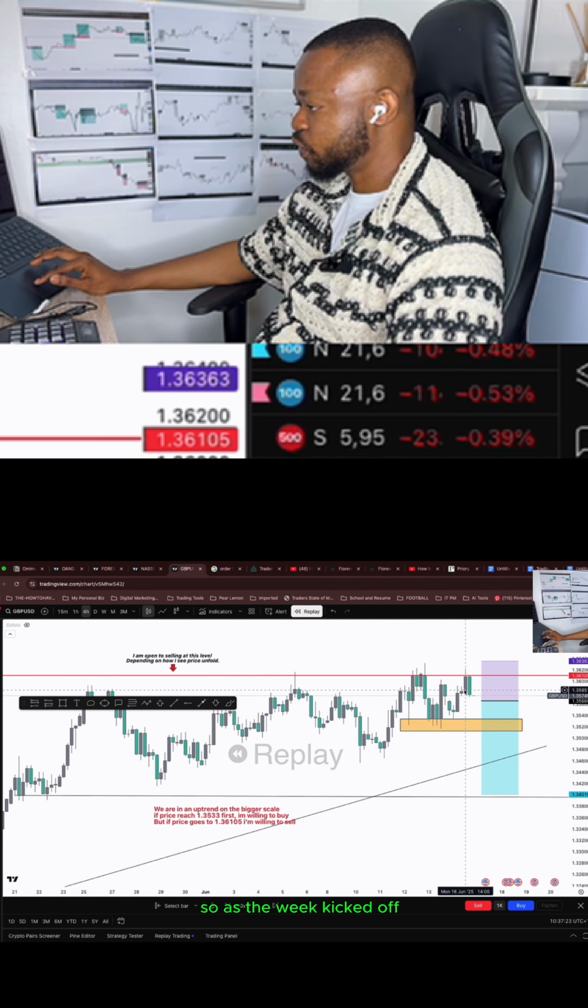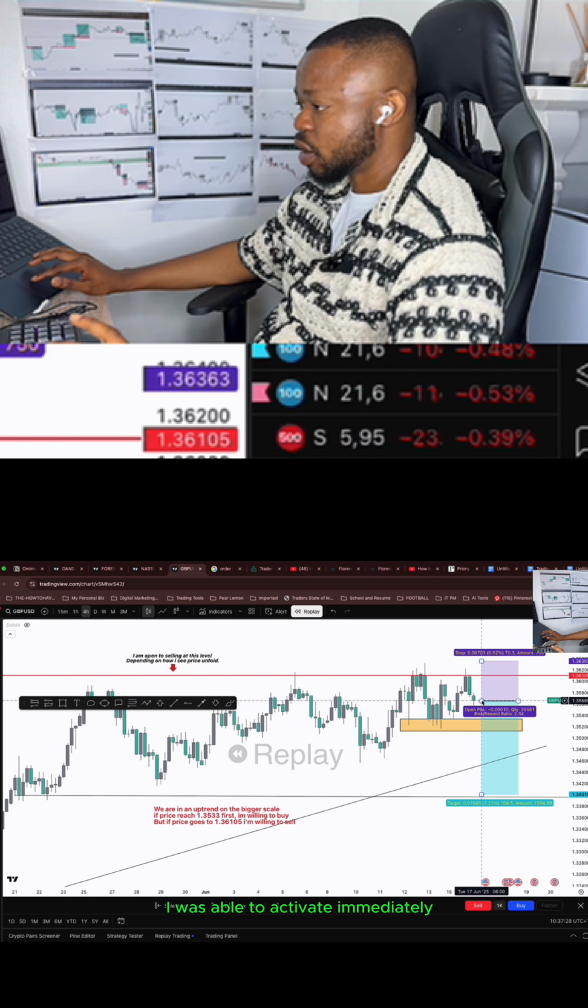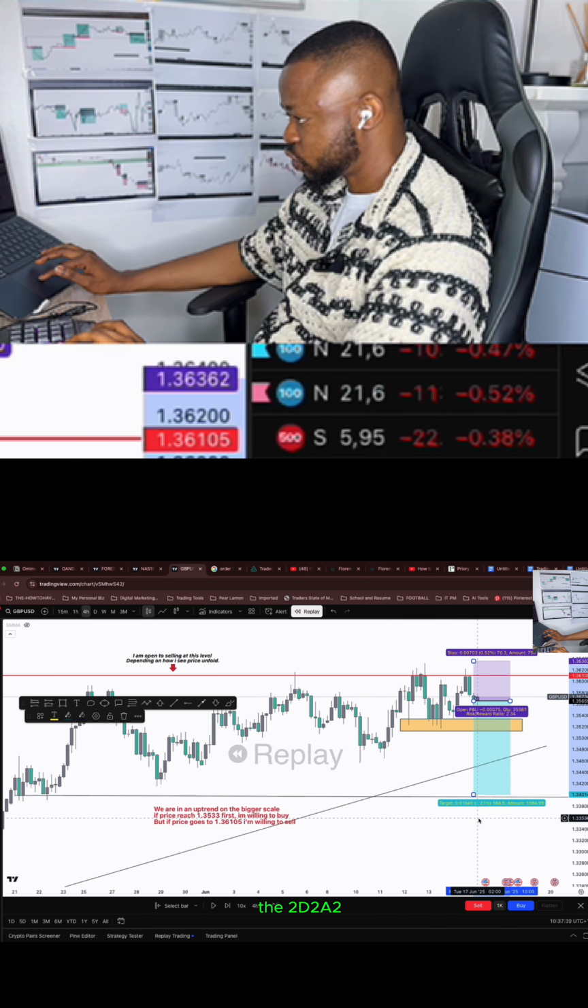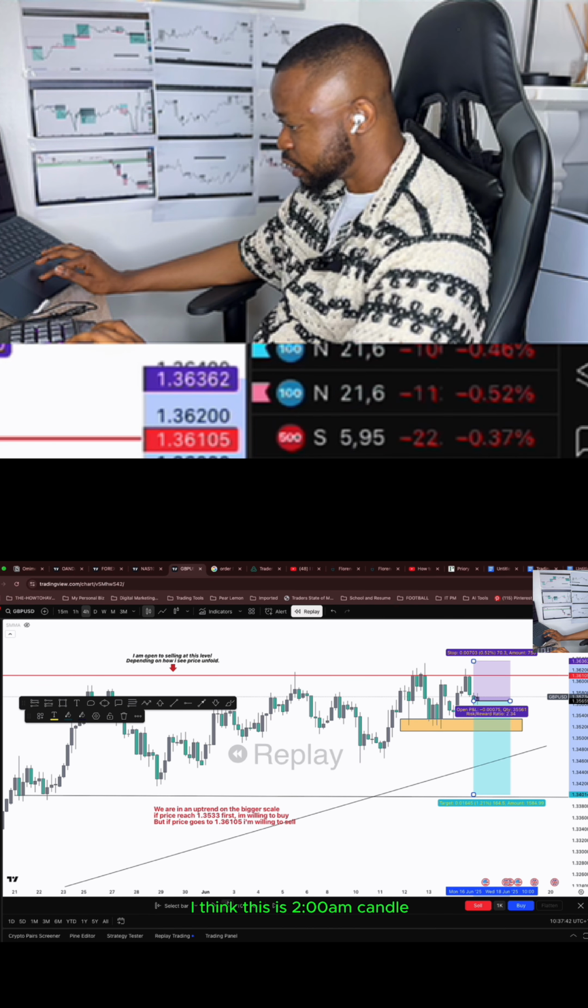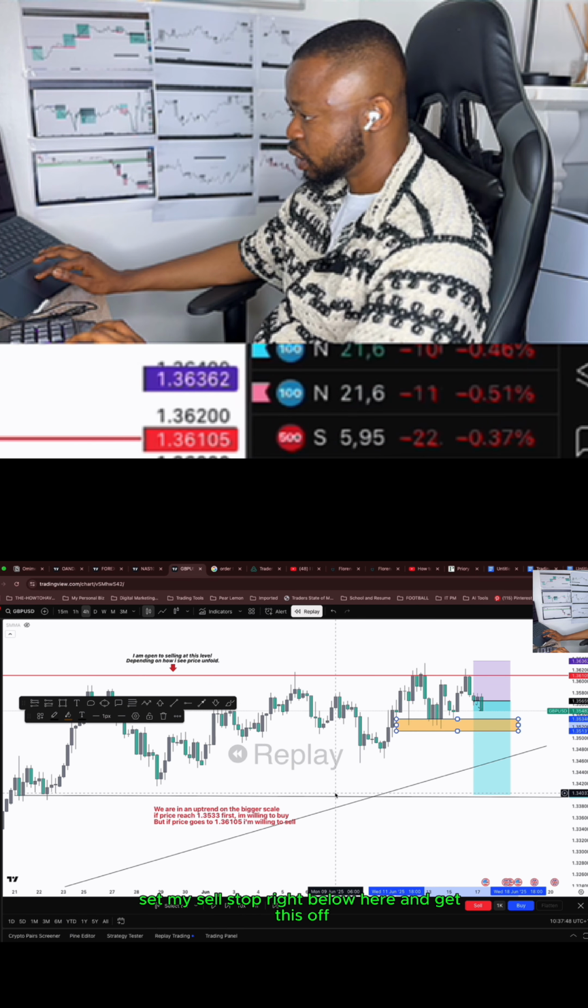As the week kicked off, you can see price got to this particular level first, and with what I wrote down, I was able to activate immediately. So I quickly got in for a sell position on Monday open, which is right around here. I think this is the 2 a.m. candle. So I was able to get in, set my stop right below here, and get this off.